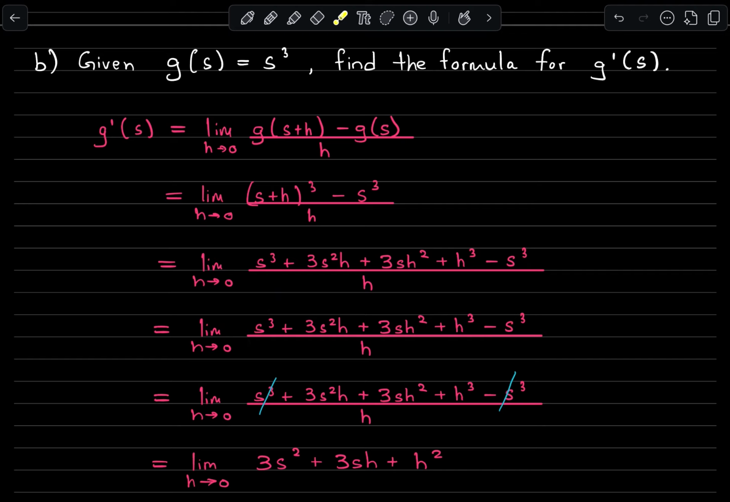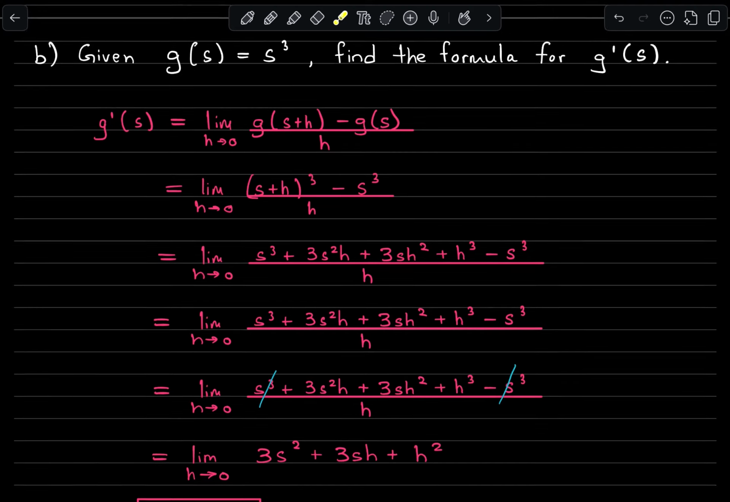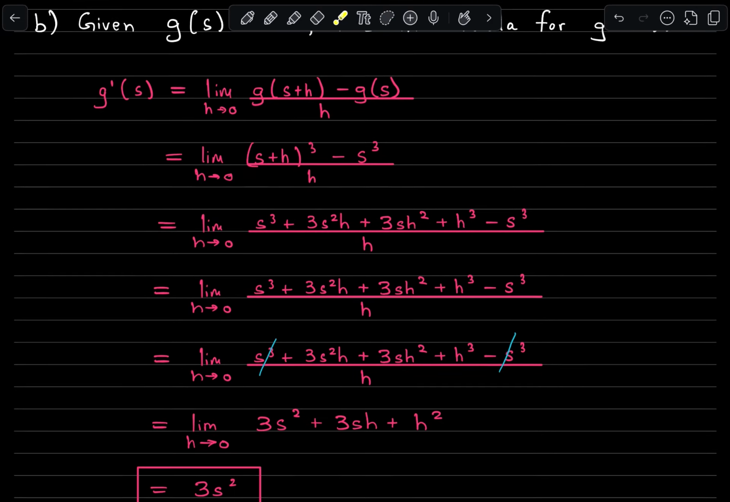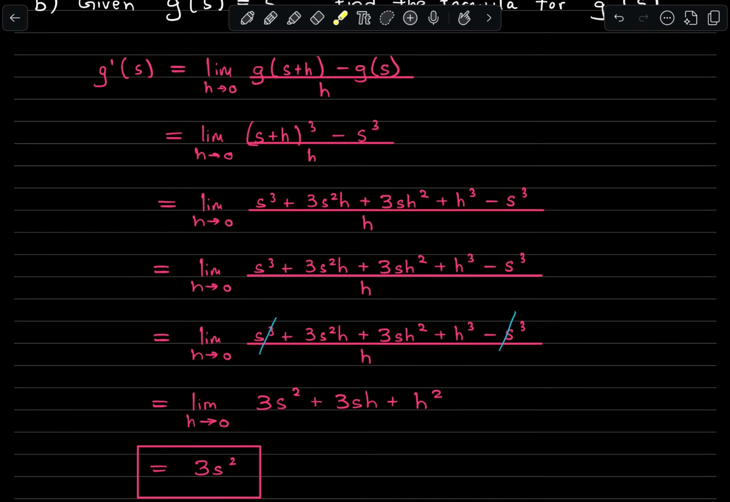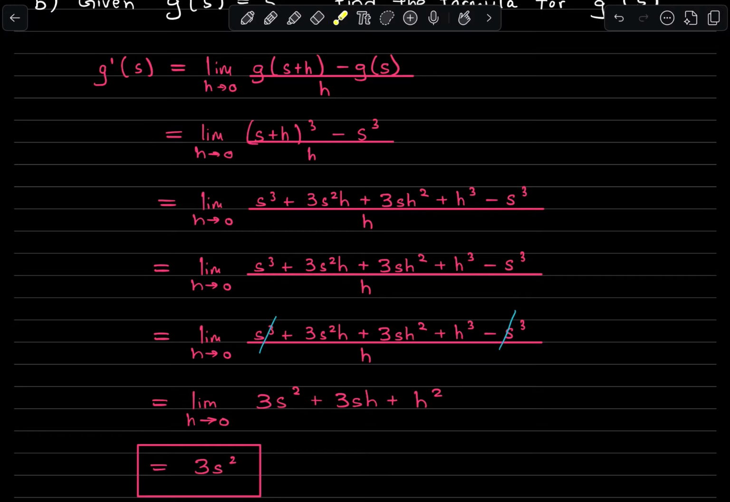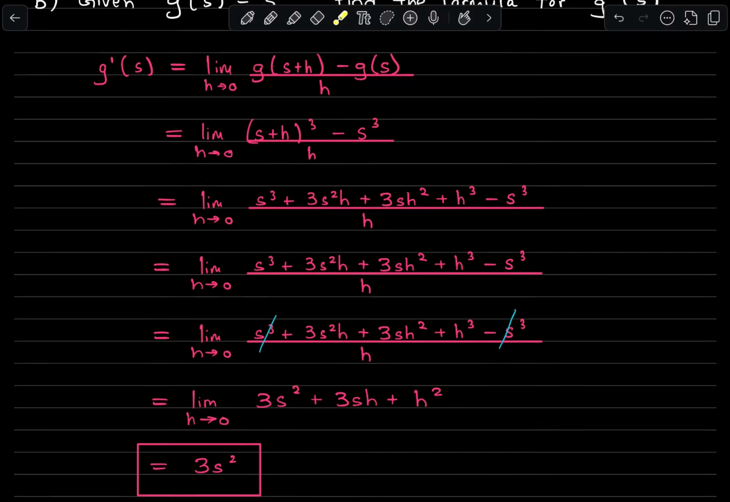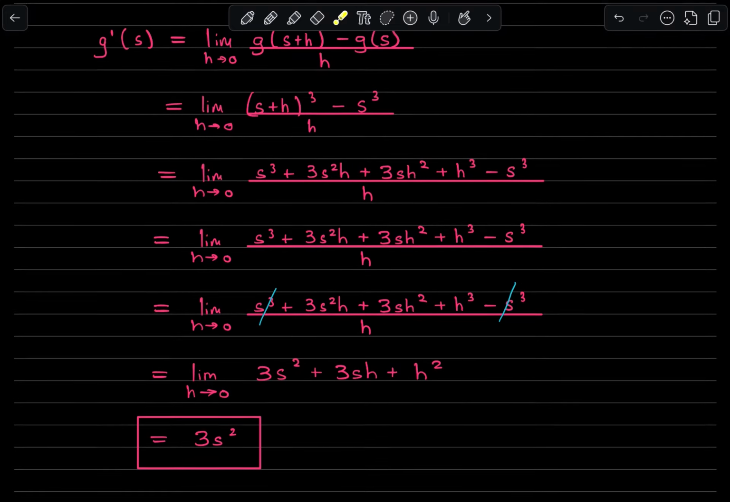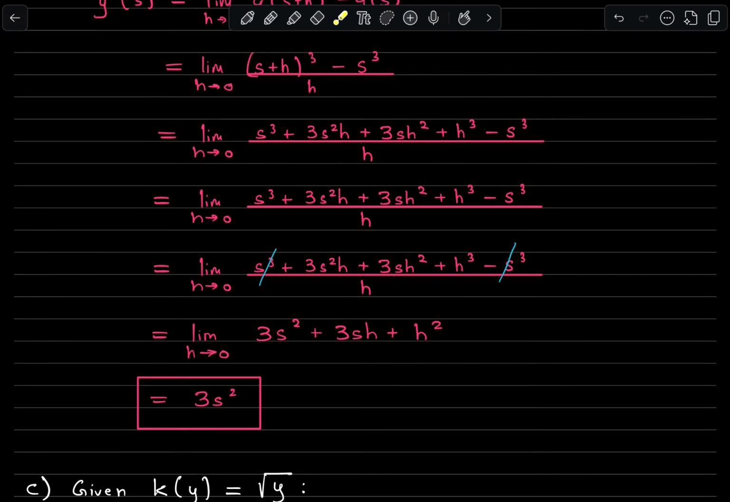This simplifies to the limit as h approaches 0 of 3s squared plus 3sh plus h squared. Plug in 0 for h. You're left with just 3s squared. Okay? Pretty simple.